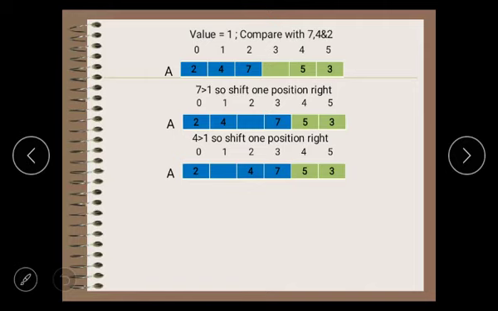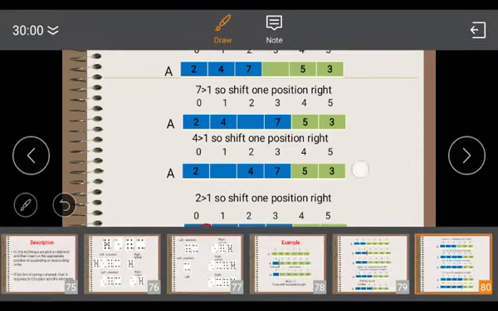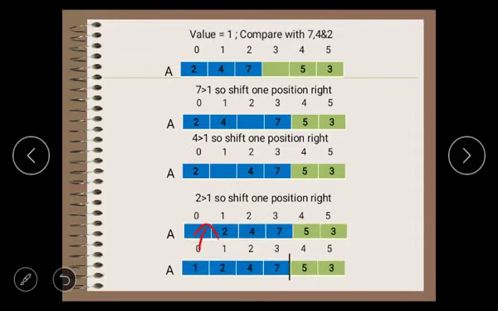Now compare 1 with 2. Is 2 greater than 1? Yes. So shift it one position right. After that, this is the array, and in the empty cell, put the 1. After that, this is the array we are having. So the elements which are in blue color are sorted and the remaining are unsorted.